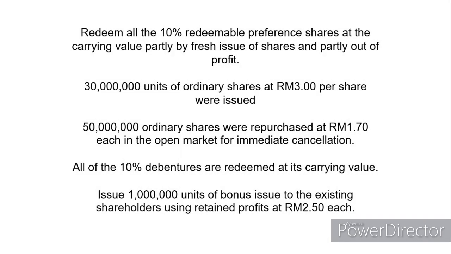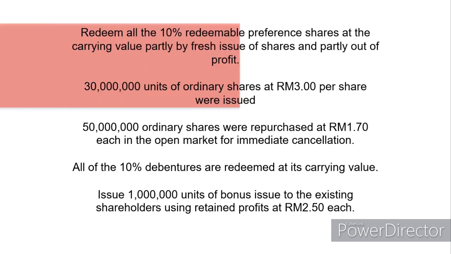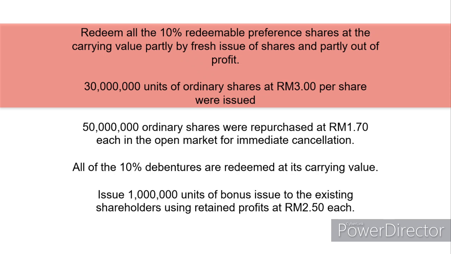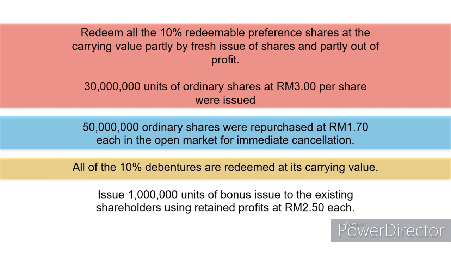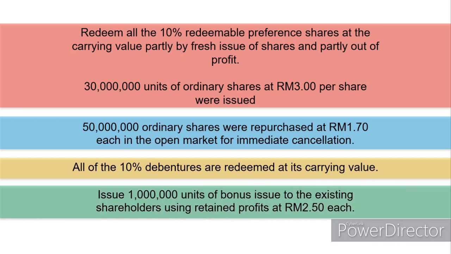Basically, these are the information taken from the question. So if you read the question carefully, there are a few parts that you need to do. Number one is to redeem redeemable preference shares. So we need to record this one, and then the company repurchase 50 million ordinary shares. Next, this one is on redemption of debentures, and last one is on bonus issue. So there are four things that we need to do.